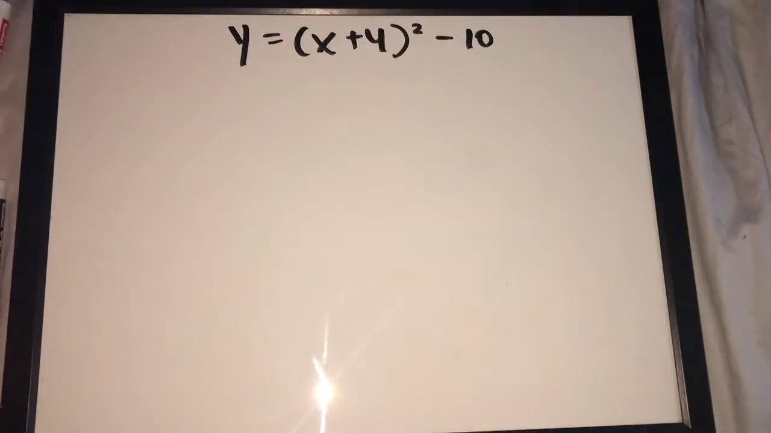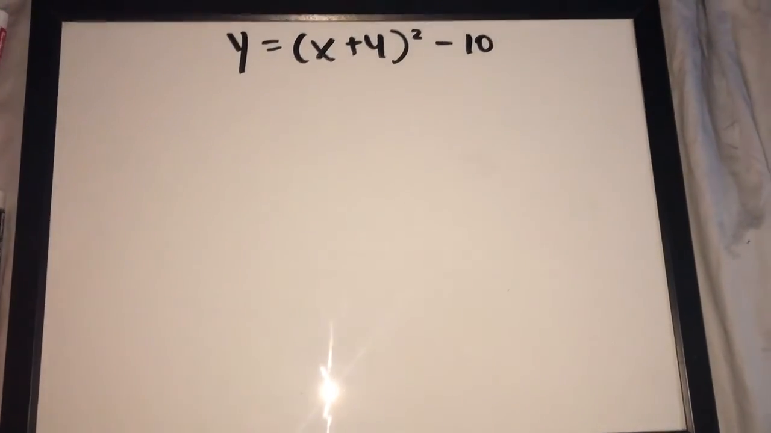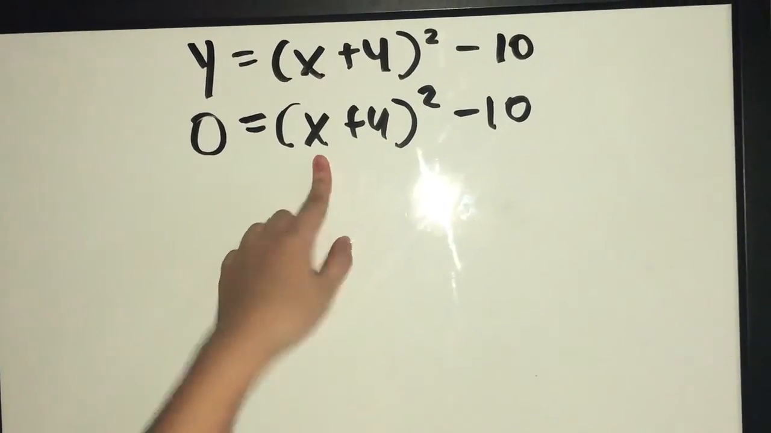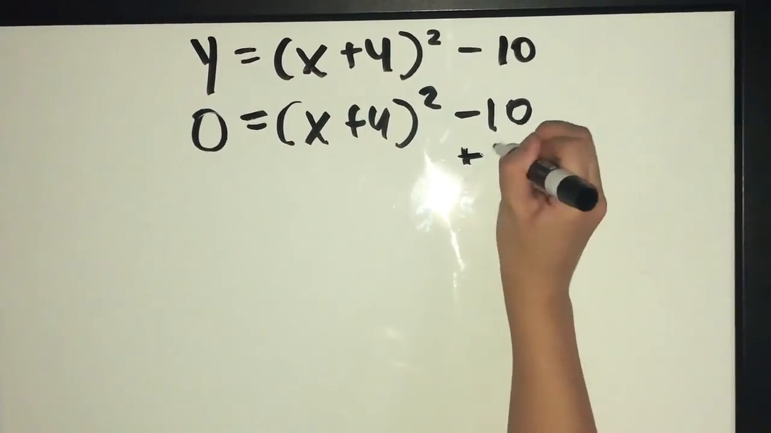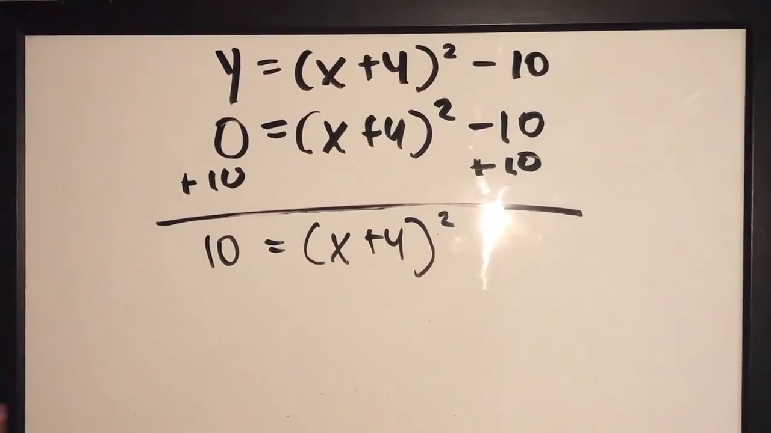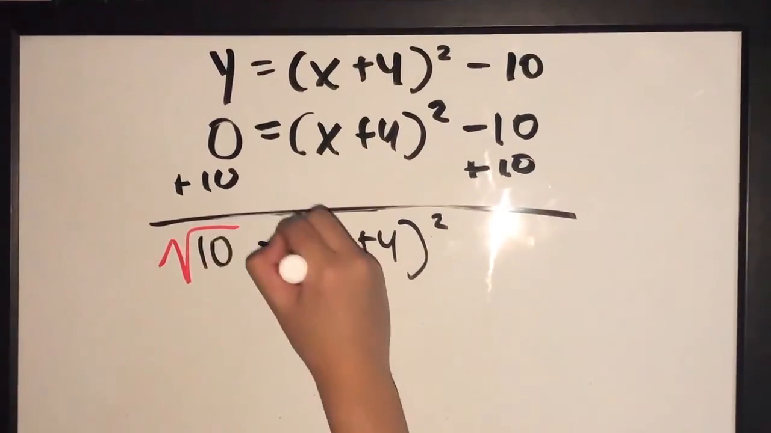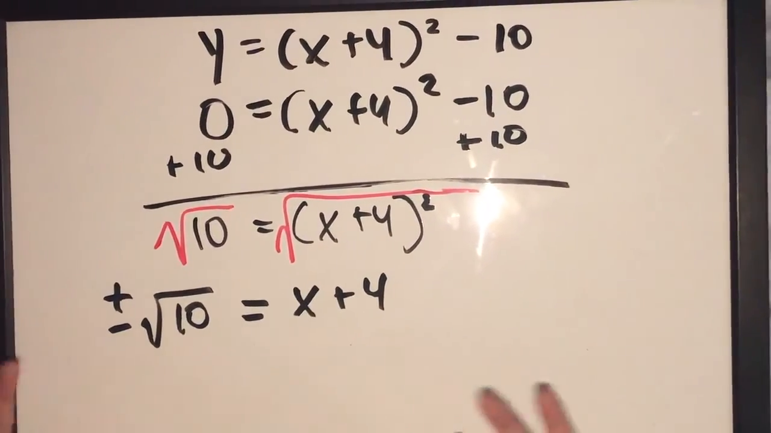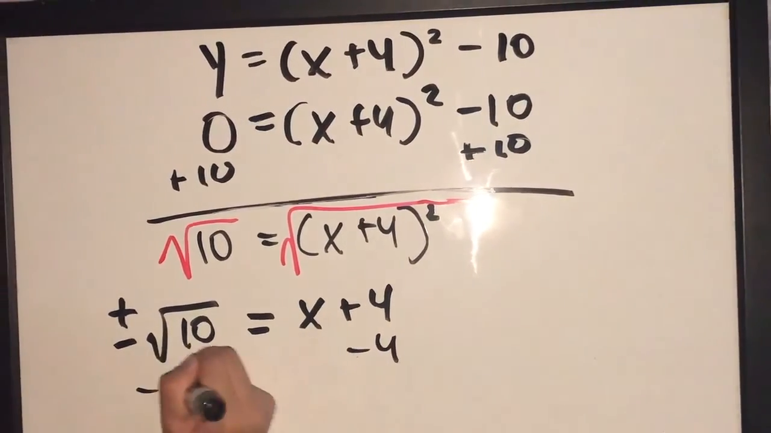We're going to explore how to use the difference of squares in solving quadratics. Substitute y for 0. Remember that your goal is to try to get x by itself. So our first step is to add 10 to both sides. Our next step is to cancel out the exponent of 2. So we're going to square root both sides. Now remember, we're trying to get x by itself. So next we're going to subtract 4 from each side.